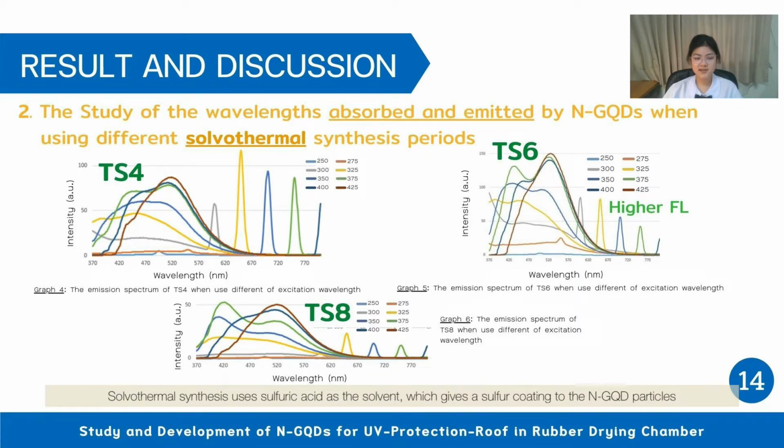Solvothermal synthesis used sulfuric acid as a solvent, which gives a sulfur coating to the nitrogen doped graphene quantum dots particle. This reduced the energy band size, which made TS4, TS6, and TS8 absorb and emit light at higher wavelengths than T4 and T6. This phenomenon is called redshift.